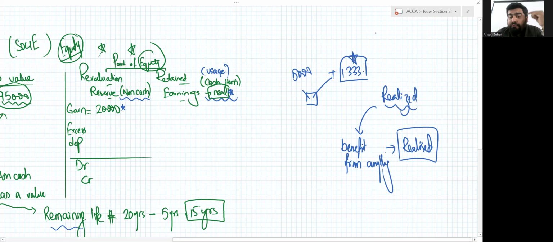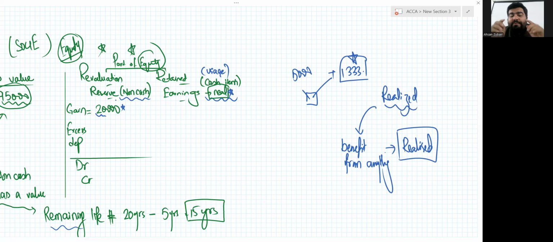Yes. So after that 1 year, you have used 1,333 out of 20,000. So what you will do is take this 1,333 out of that 20,000 gain, because this 1,333 was due to the 20,000. If there was no 20,000 gain, there would be no excess depreciation. So this excess depreciation is due to the 20,000. And when 1 year has gone, some part that you have taken the benefit from, some part that you have used of the asset, you have realized that amount.